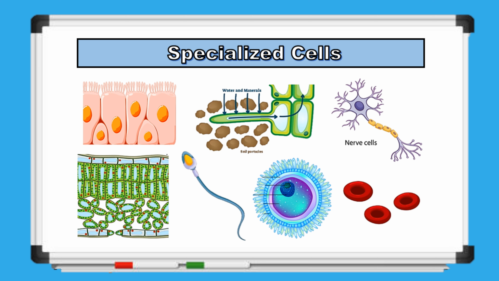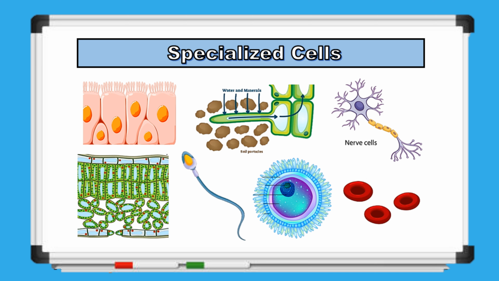Sperm cells, specialized for reproduction, have a flagellum that helps them swim toward the egg for fertilization, while egg cells are large and packed with nutrients to support the developing embryo. Red blood cells, with the disc shape and lack of a nucleus, are optimized for transporting oxygen throughout the body.